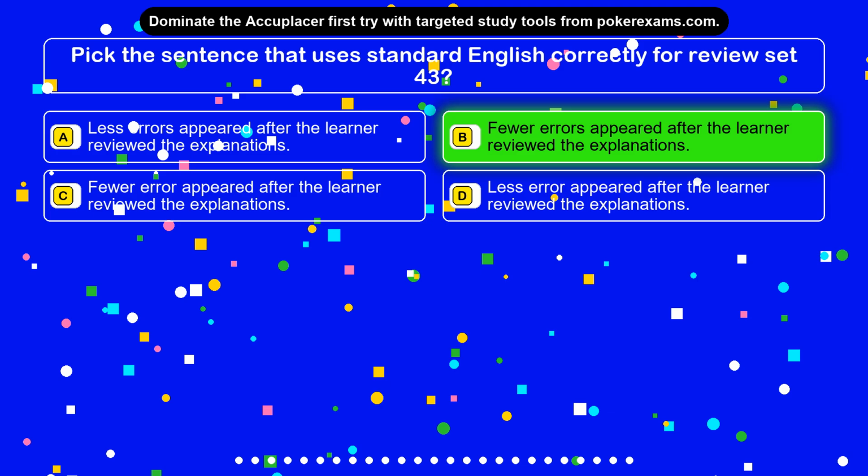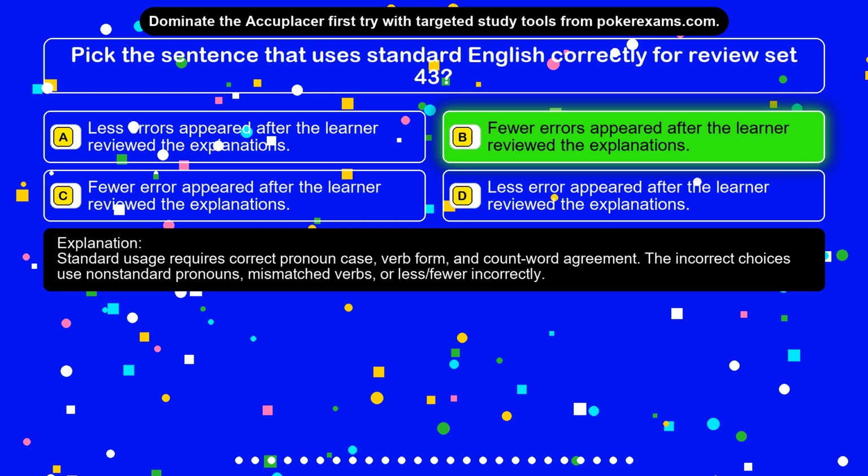The correct answer is option B. Fewer errors appeared after the learner reviewed the explanations. Standard usage requires correct pronoun case, verb form, and count word agreement. The incorrect choices use non-standard pronouns, mismatched verbs, or less/fewer incorrectly.